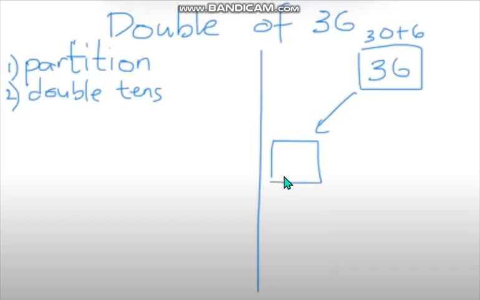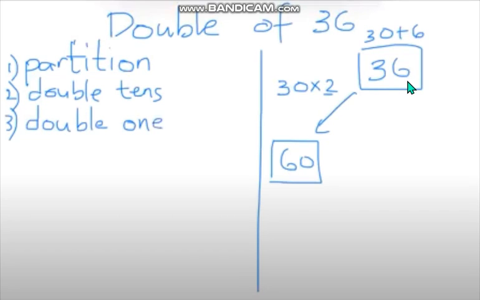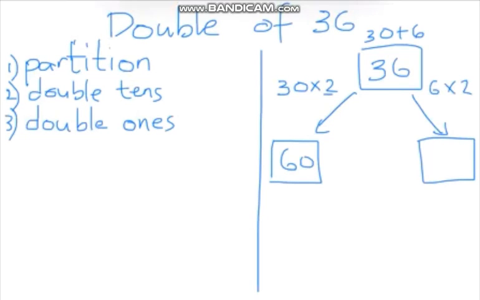Now we are going to write a box where we're going to write our answer later. And then here we are going to write, since we're going to double the tens place value, 30 times 2, again, I repeat, times 2, which is 60. The third one, we are going to be doubling the ones place value. So then we are also going to write on this side our 6 times 2. Now 6 times 2 is equal to 12.